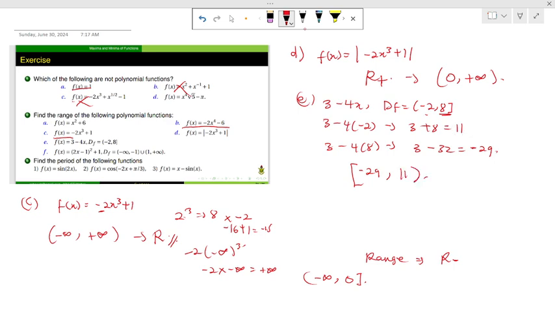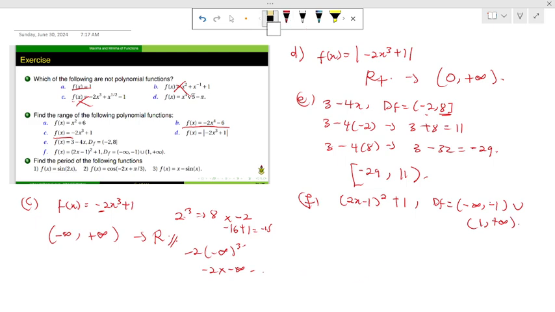That's all. Let's see finally F right here, which is open bracket 2x minus 1 whole squared plus 1. Domain is equal to open negative infinity, comma, negative 1, union 1, comma, positive infinity. Like that.